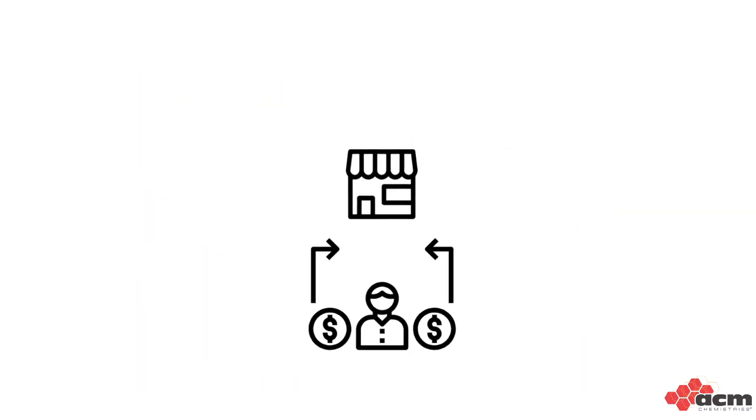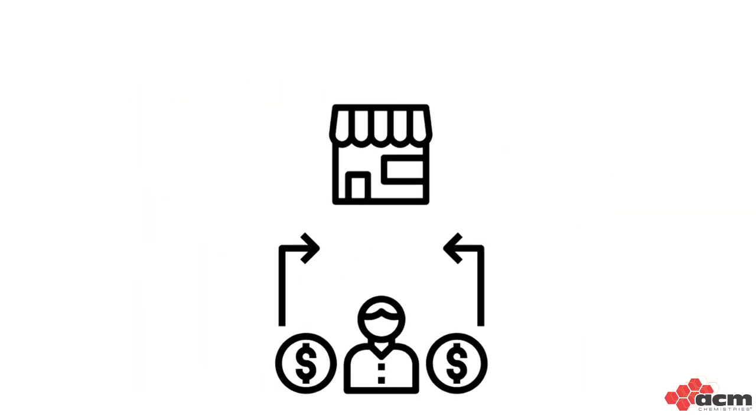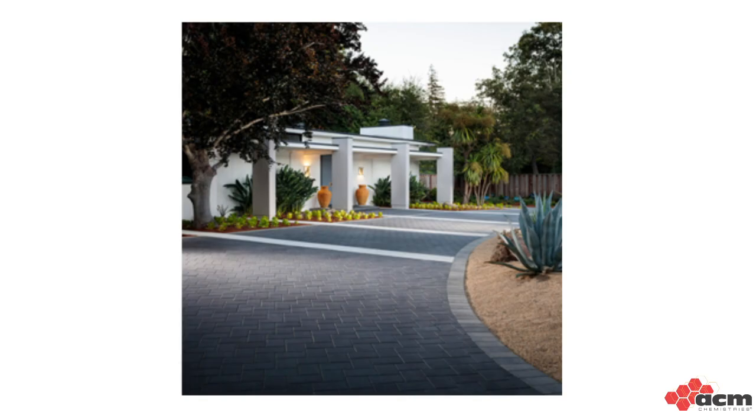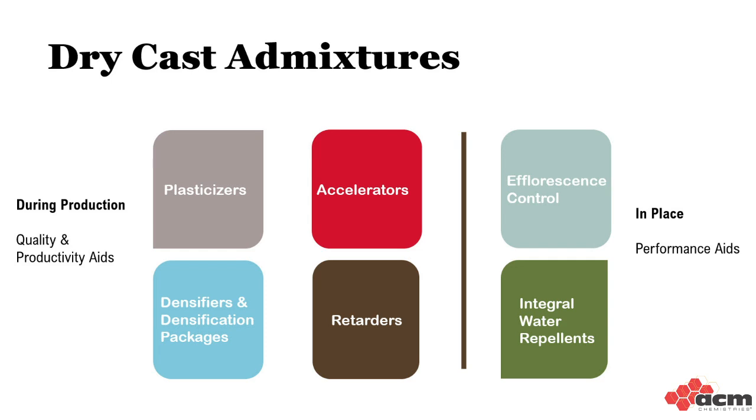Once we've made the units, we also need to be able to sell them, and for that, we need to make sure that they have the performance and aesthetics, or good looks, that our customers expect once they're installed and in place in the field. Admixtures help us do all of this. So here's one way to look at the dry cast admixture world. On the left, admixtures that help with production, including plasticizers, densifiers, and accelerators and retarders. On the right, we have admixtures that help with in-place concrete performance, including efflorescence control admixtures and water repellents.